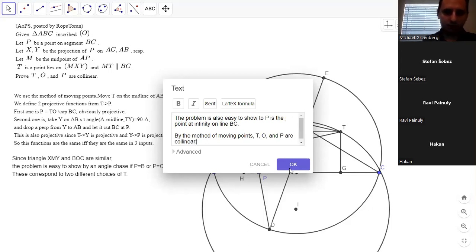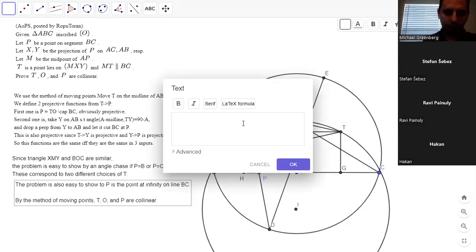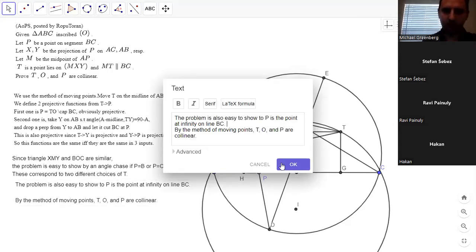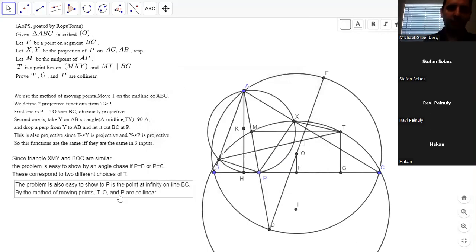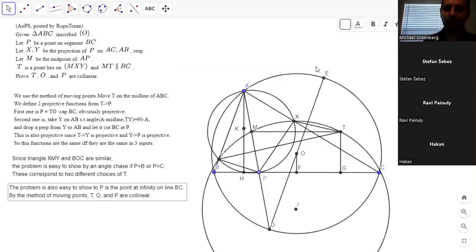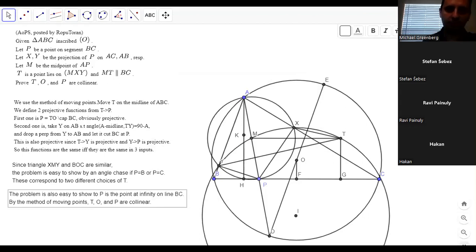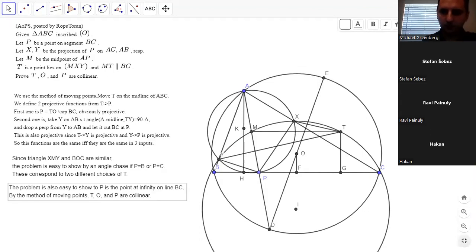All right, I'm going to move on to another problem. Thanks for the solution. But yeah, there has to be a synthetic solution to this. I might look for it later, but this is good enough for now. All right.